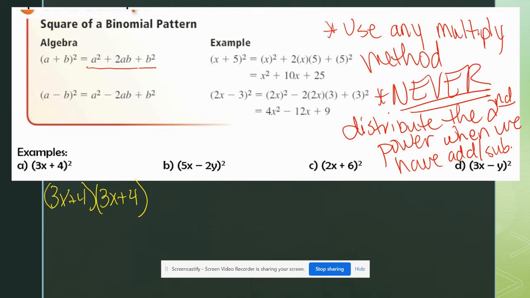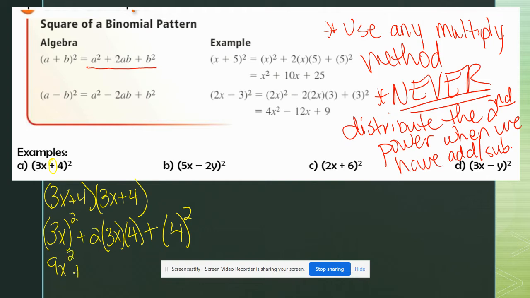If you did want to use this shortcut, here's how you would do it. Our first term is the 3x, and so we'd write that as squared. This is a plus sign, so it would be plus 2 times 3x times 4 plus 4 squared. That's the pattern. 3 squared is 9. X squared is x squared. 2 times 3x is 6x times 4 is 24x. And then 4 squared is 16.